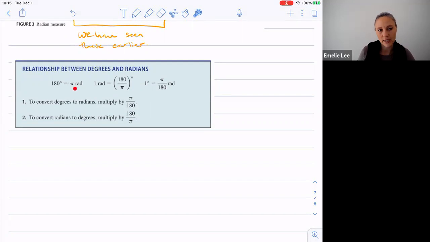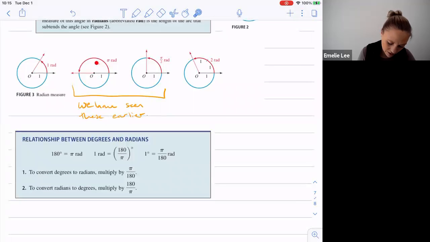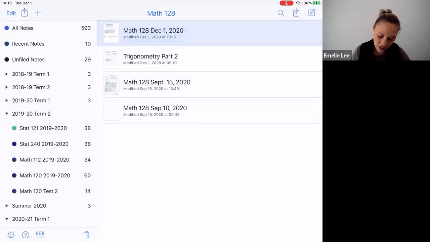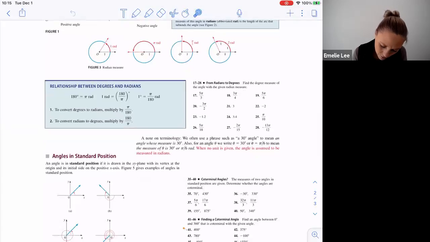So 180 degrees is pi radians. We already established that up here. 180, we probably know already, is halfway around a circle. And so 180 degrees is pi radians, which means that 1 radian is 180 over pi degrees. That's not that easy. So to convert degrees to radians, multiply by pi over 180. That's actually relating to this one here. And then to convert radians to degrees, multiply by 180 over pi. So let's do a couple of examples so that we can move back and forth between these two.